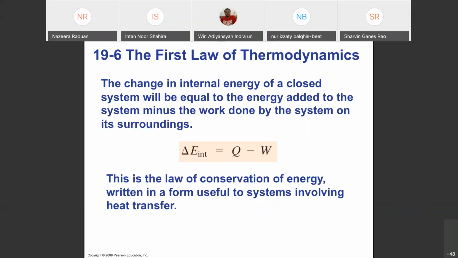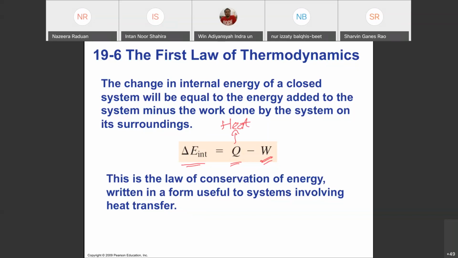Okay, because I will focus on this one, the first law of thermodynamics. The change in internal energy of a closed system will be equal to the energy added to the system, or we can call it heat, minus the work done by the system on its surroundings. This is the law of conservation of energy written in a form useful to systems involved in heat transfer.